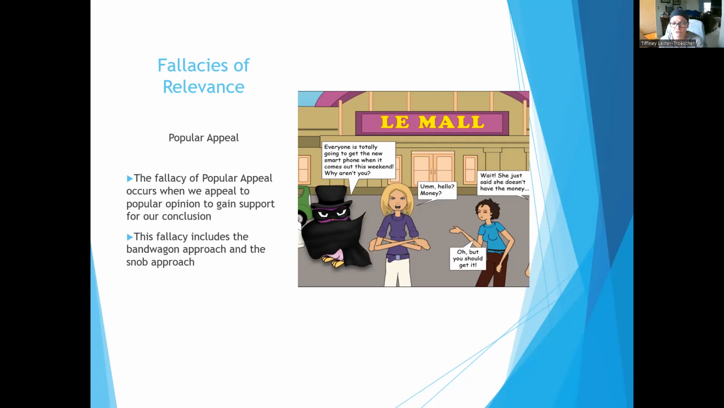So like, everyone is totally going to get the new smartphone when it comes out this weekend. Why aren't you? And she says, hello, money. And the other girl says, oh, but you should get it. And someone off to the side is like, wait, she just said she doesn't have the money. But it's a popular appeal. Everyone else is doing it. Why aren't you? Right? So that's used quite a bit. Look at advertising. All of these are used in advertising to some extent. But advertising in politics is where you're going to see all of these the most, all the time. But we do this. Popular appeal, man.